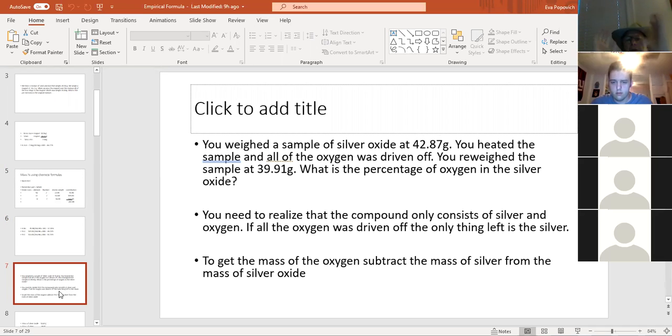All right, new problem. We have a sample of silver oxide. If you take silver oxide and you heat it up, you take all the oxygen away from the silver and you're left with pure silver. So I weighed my silver oxide at 42.87. After I heated it, the sample weighed 39.91. What is the percentage of oxygen in my silver oxide?